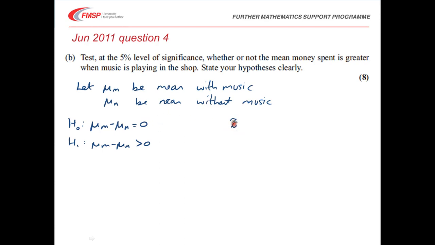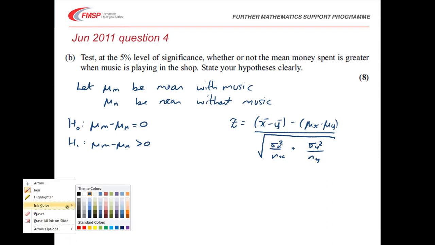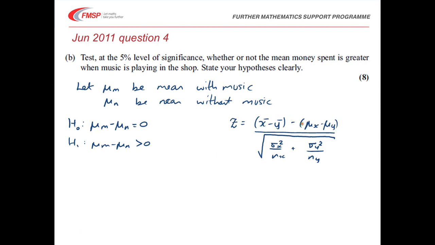So we're told that Z is equal to, and the formula that's used is x bar minus y bar minus mu x minus mu y, all divided by the square root of sigma x squared over nx plus sigma y squared over ny. Now we need to put this into the correct context. As I say, that's what's given you in the formula booklet, but we need to use the correct context. So first of all, we exchange x for m and n for y, and also we assume the hypothesis. So if I assume the hypothesis, this is now going to have a value of 0.